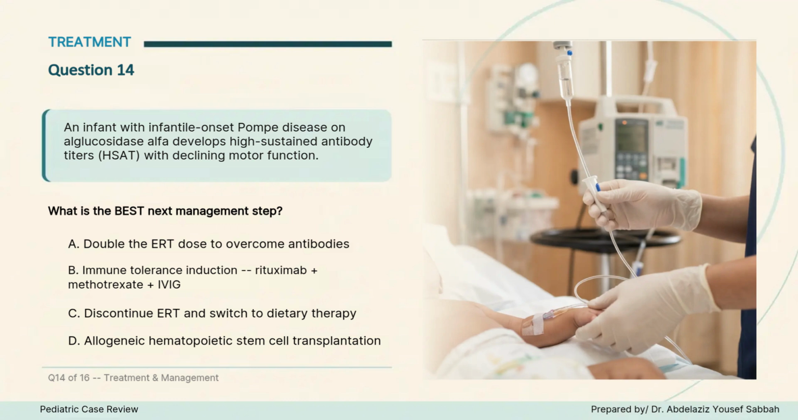Option A, double the enzyme replacement therapy dose to overcome the antibodies. Option B, immune tolerance induction with rituximab, methotrexate, and intravenous immunoglobulin. Option C, discontinue enzyme replacement therapy and switch to dietary therapy. Option D, allogeneic hemopoietic stem cell transplantation.